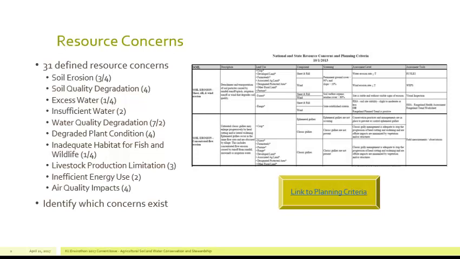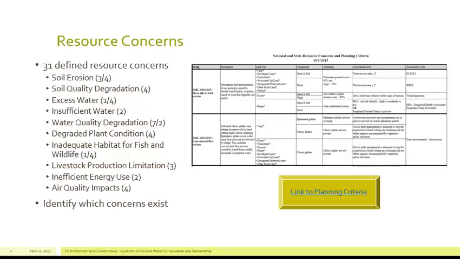Now, if you look at the list of resource concerns, you'll see soil erosion, soil quality degradation, excess water, insufficient water, water quality degradation, degraded plant condition, inadequate habitat for fish and wildlife, livestock limitation, inefficient energy use, and air quality impacts. In parentheses behind each of these resource concerns, there's a couple numbers.